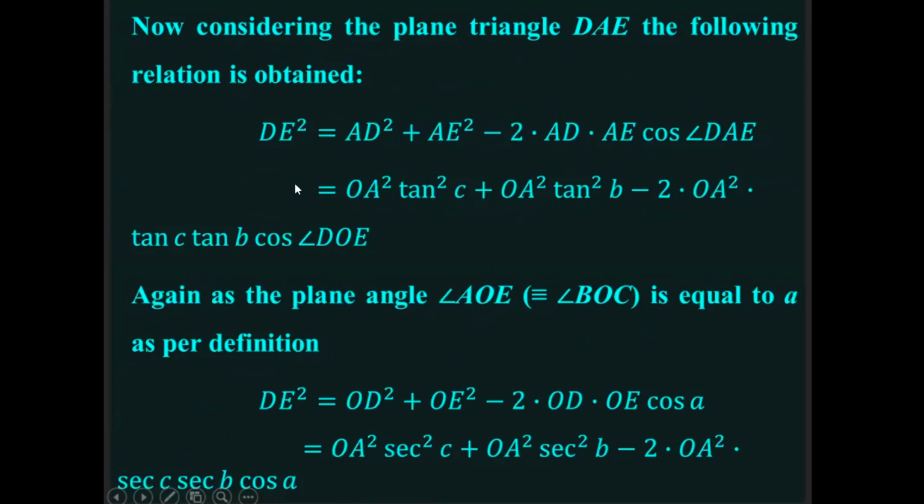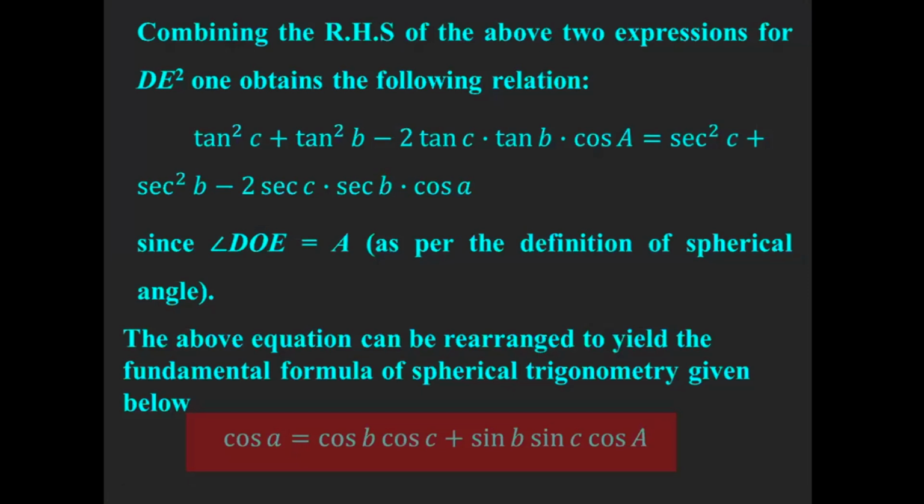Now whatever we have just found, we replace AD square and AE square by these two quantities, in terms of OA. So this plane triangle, again as per definition, gives this relationship. Finally, by equating the two DE square values obtained by the two approaches, you get tan square C plus tan square B minus this equal to this.